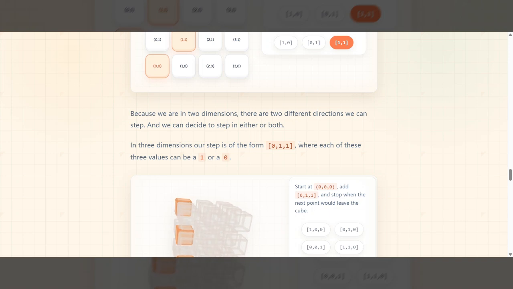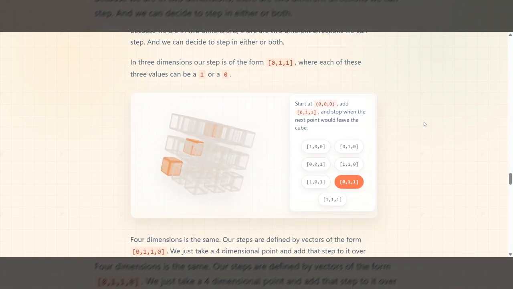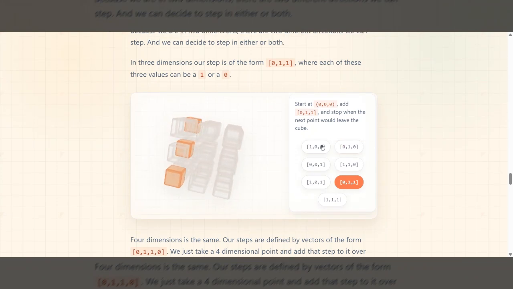Because we are in two dimensions, there are a few different directions we can step, and we can decide to step in either or both. In three dimensions, our step is of the form 0, 0, 1, where each of these three entries can be a 0, a 1, or a negative 1.